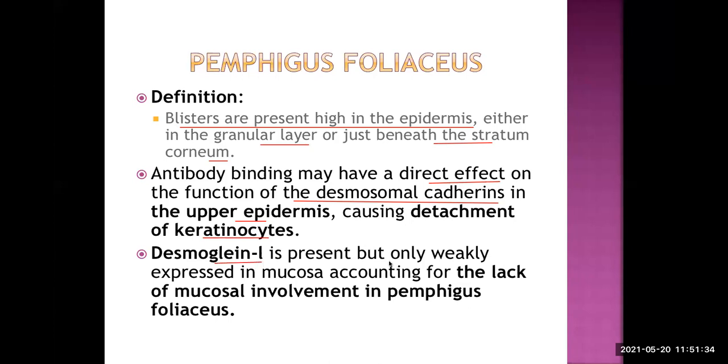Desmoglein 1 is present, but only weakly expressed in the mucosa, accounting for the lack of mucosal involvement in Pemphigus foliaceus. It means, just remember, it doesn't affect the mucosa that much. Only the skin is mainly affected in foliaceus, whereas in Pemphigus vulgaris, both the skin as well as mucous membranes are affected.